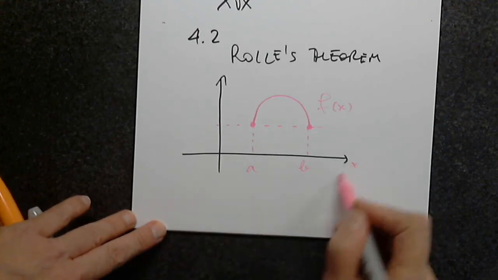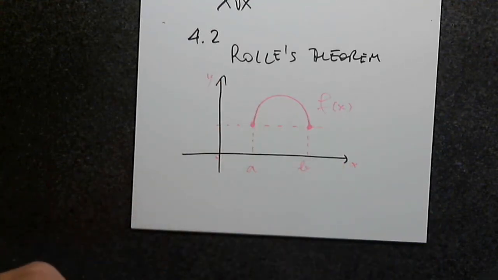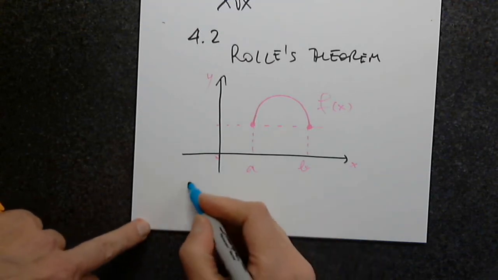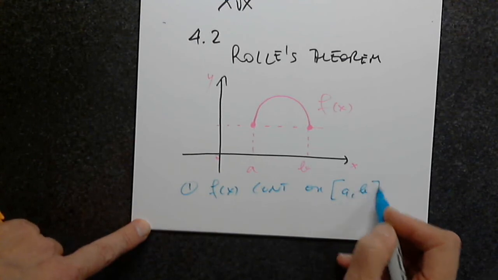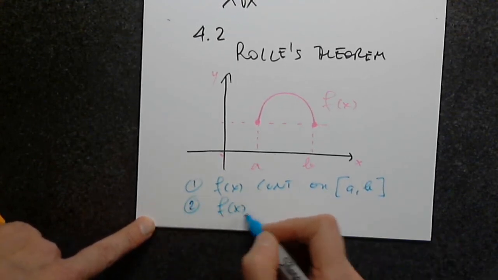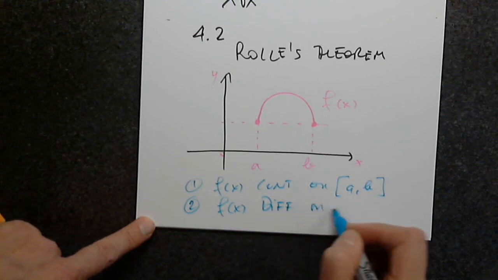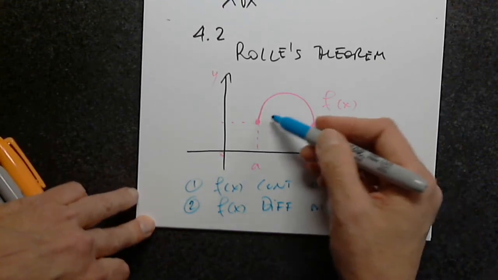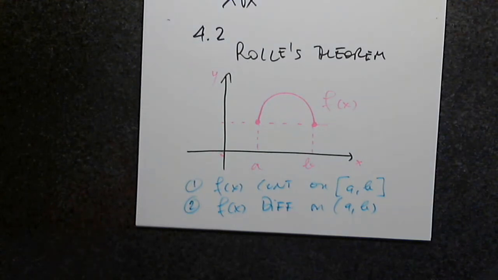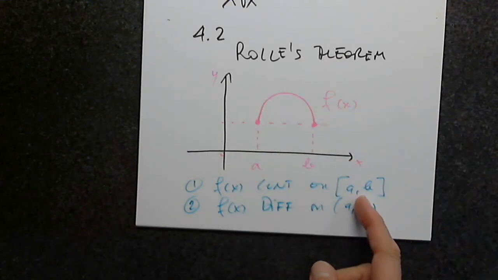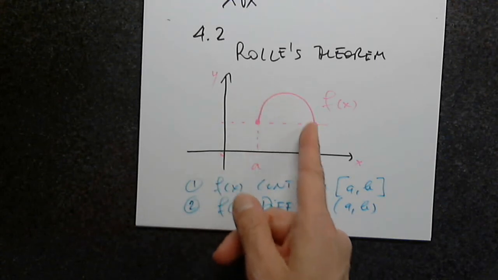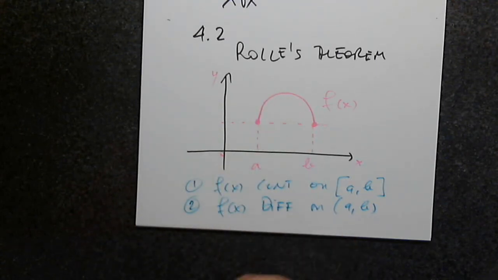If I write that f of x is, number one, continuous on the closed interval a, b, and f of x is differentiable on the open interval a, b. It may have a vertical tangent here, so I don't know. At the endpoints, I don't care. Would you agree with these two statements? Is this function continuous on a, b? Does it have a unique tangent at any point between a and b, and not a vertical tangent?